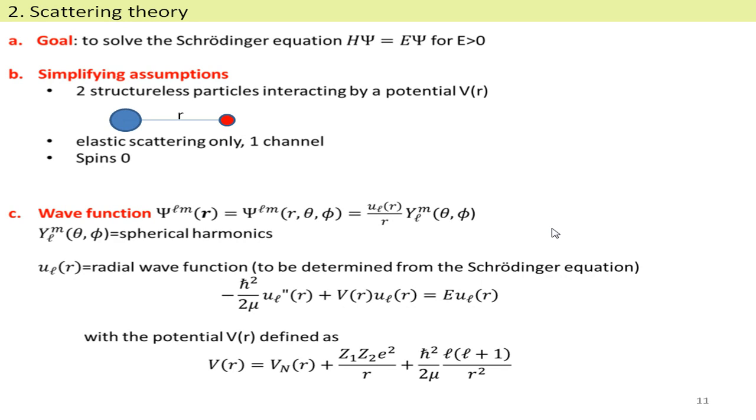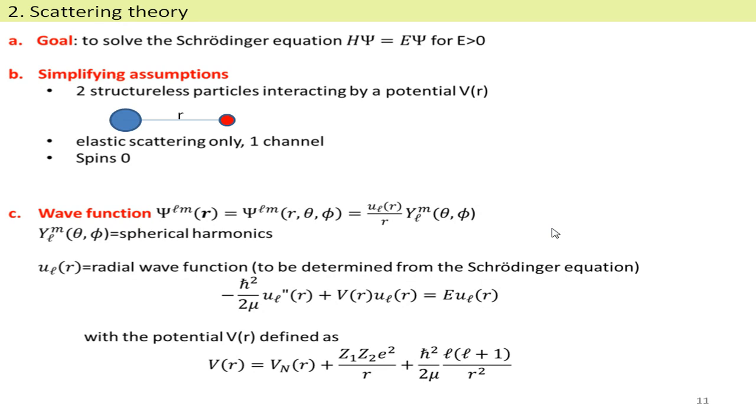And here I make some simplifying assumptions just to simplify the presentation. So I assume that there is no internal structure of the colliding nuclei. So there are 2 points, and they interact by a potential V. So I limit myself to elastic scattering with a single channel, and I neglect the spin. So these are the main approximations.